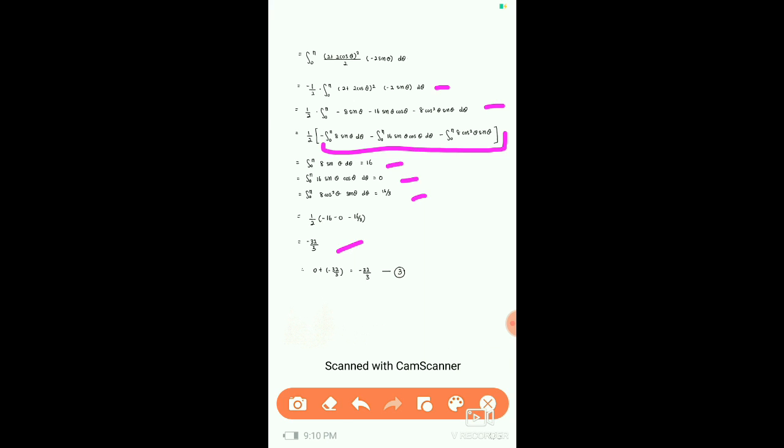After that, remember that C is equal to C1 plus C2, right? So you should add them together. This is the first part, and the second part, you add them together, 0 plus minus 32 over 3, you will get minus 32 over 3, which is C2 is equal to minus 32 over 3.